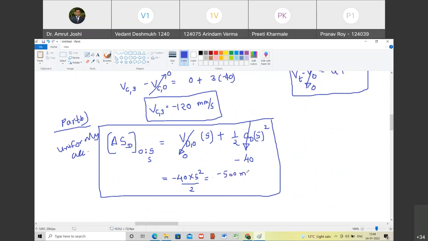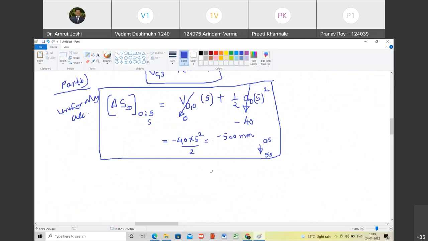Minus 500. Yes, sir. So what is the meaning of negative sign? Meaning of negative sign is the block has moved in downward direction. So if at 0 seconds it was here, at 5 seconds it has occupied a position below the position at 0 seconds. Happy? Yes, sir. Okay. You can cross-verify all the calculations once again, but I have shown you the path and I don't think there is any error in the calculation. Are you with me? Yes, sir.